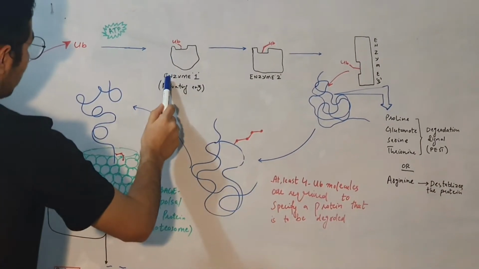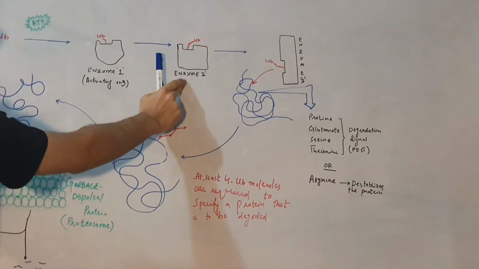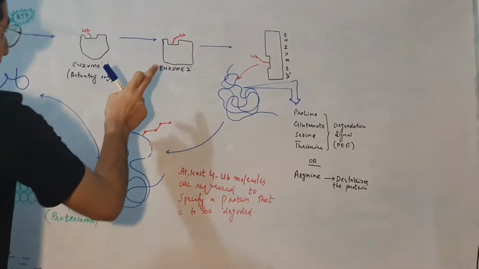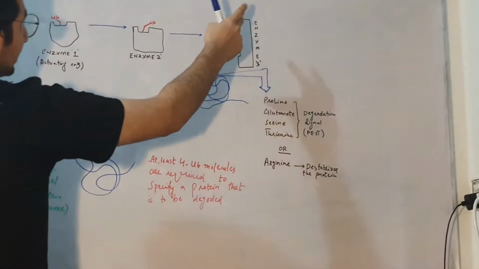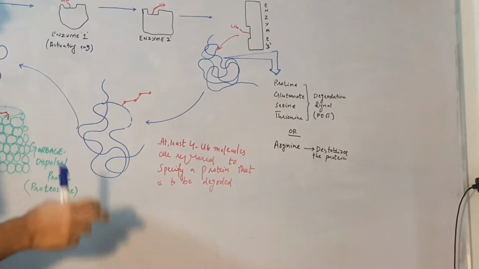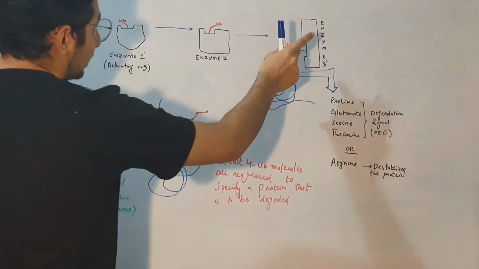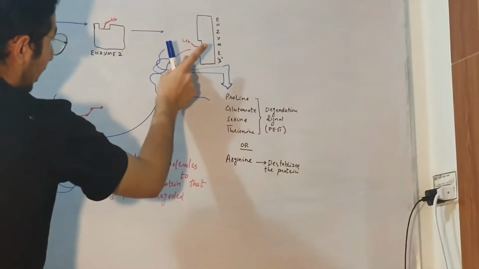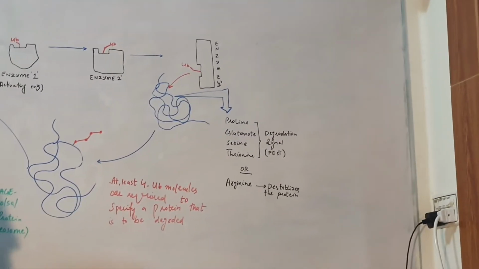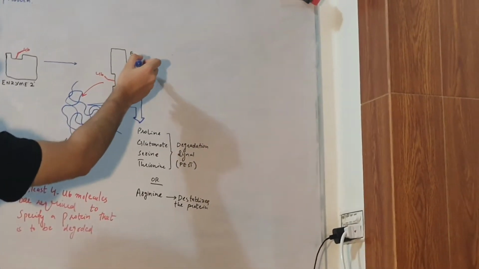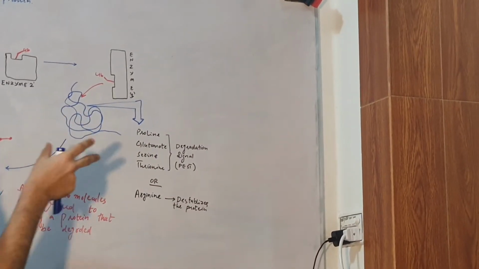This enzyme 1 then transfers this ubiquitin to enzyme 2, and this enzyme 2 transfers this ubiquitin to enzyme 3. Now ultimately this enzyme 3 transfers this ubiquitin to the protein that is to be degraded. Now this enzyme 3 selects the protein that is to be degraded.